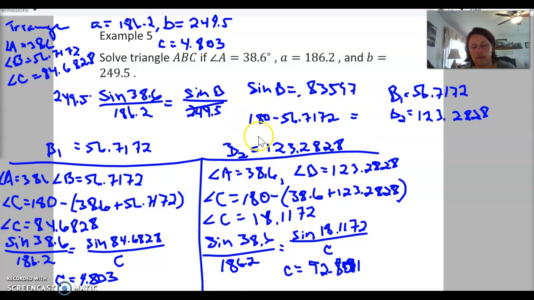So then we would rewrite again over here. So triangle 2. Okay, I gotta pause for a second.